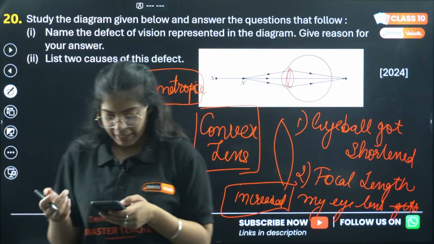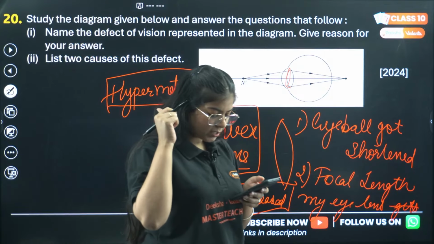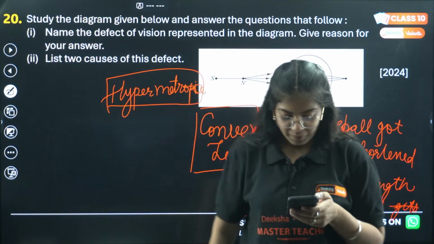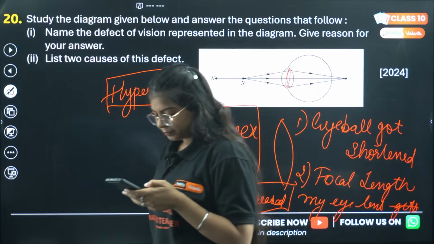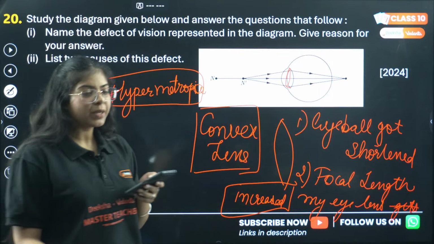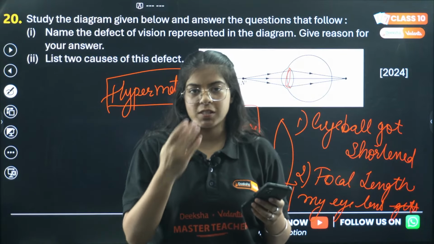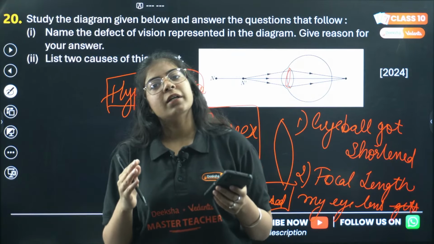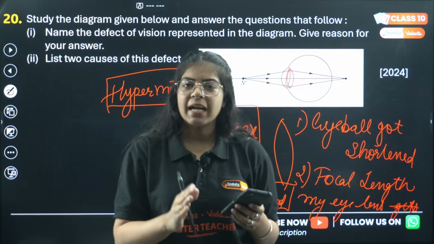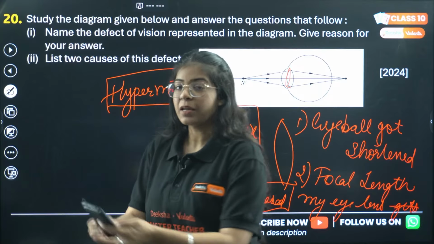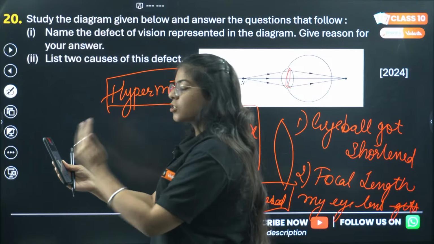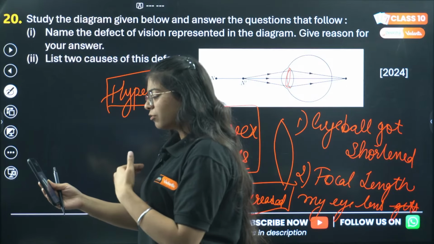Decrease in curvature, correct. Yes, your understanding is right on point. Rohit, what's hypermetropia? Hypermetropia is when someone can't see nearby objects clearly. So the near point of an ideal eye should be 25 centimeters. So my phone should be at a distance of 25 centimeters from my eye.